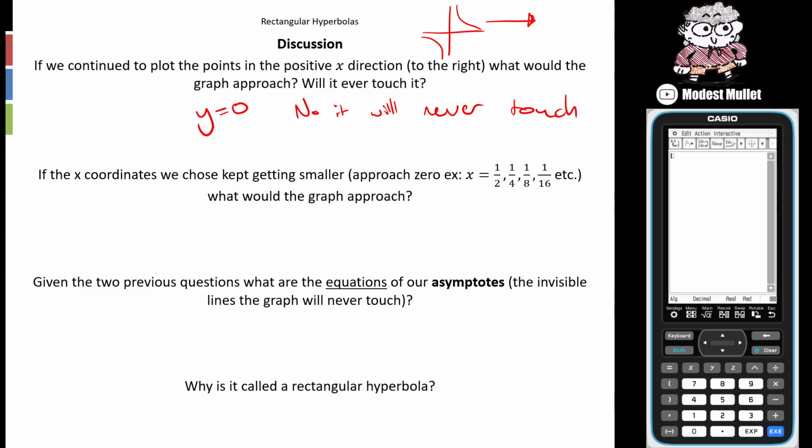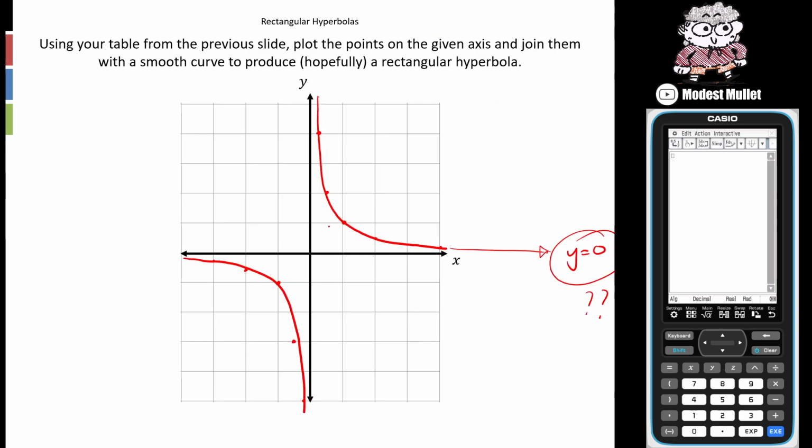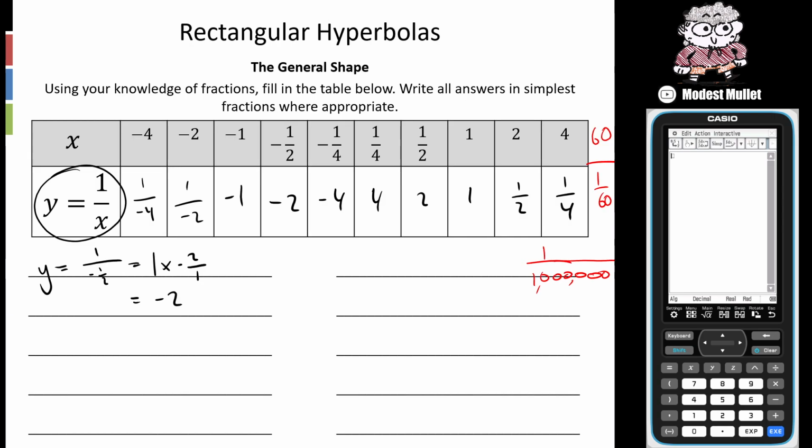Now, the same thing can be asked as our x-coordinates keep getting smaller, or I should say as x approaches 0, so x equals half, quarter, 1/8, 1/16, what will our graph approach? Well, let's come back. Now we're asking, as we get closer and closer to x equals 0, what is our graph doing? And it appears it is heading up really high.